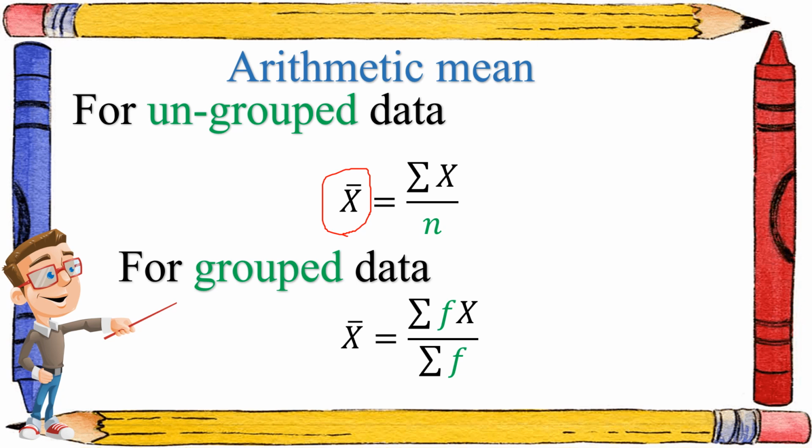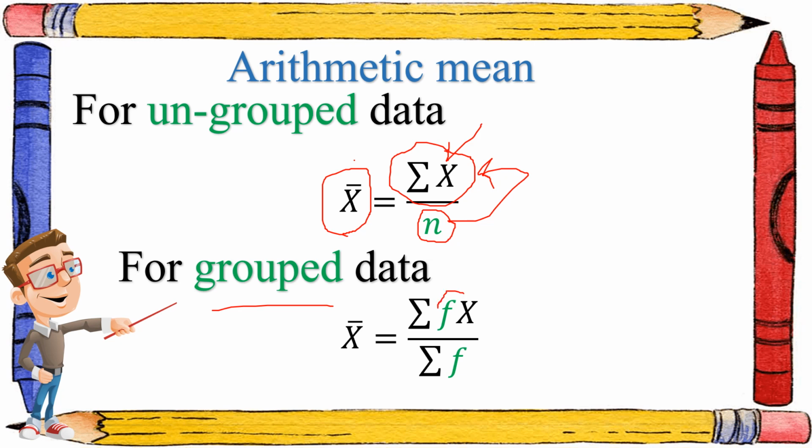If you see any x bar in any question, you should understand that it is the arithmetic mean. So to symbolically write arithmetic mean, we use x bar. Summation x: the x will be the particular values given in the question, and n is the total number of values. Okay, so for the grouped data, we have x bar is equal to summation fx over summation f.